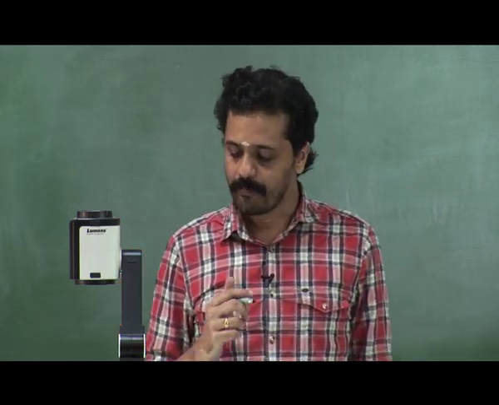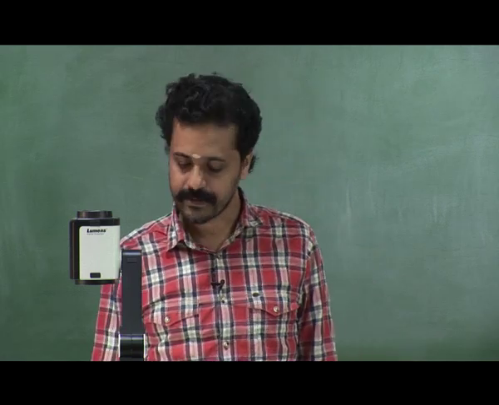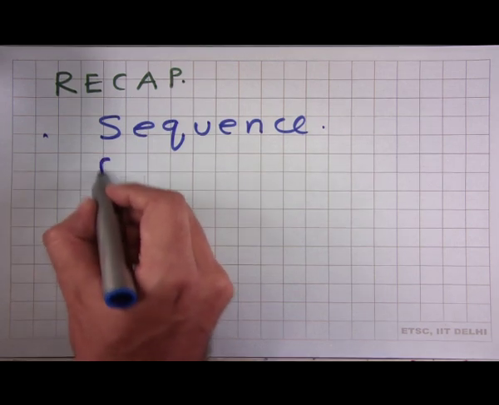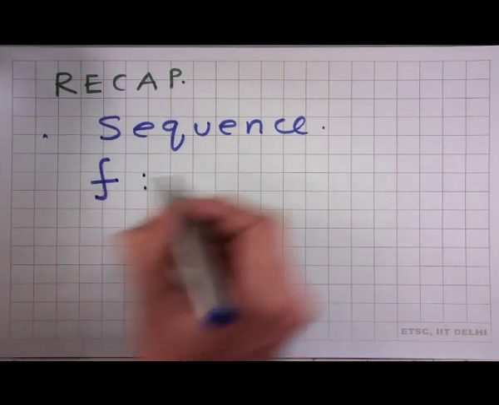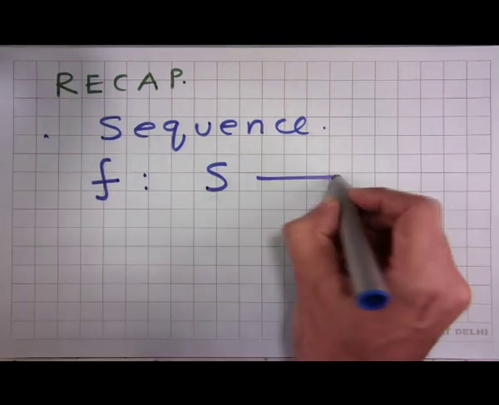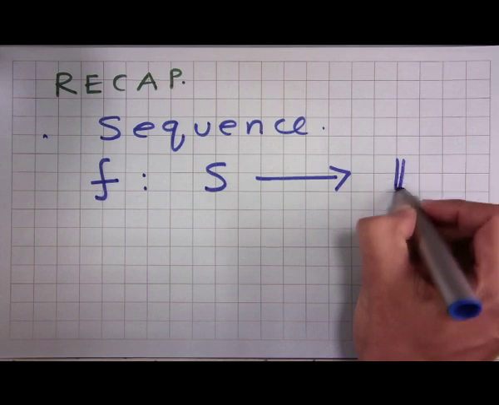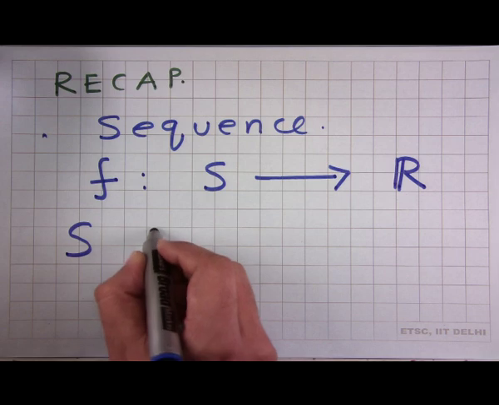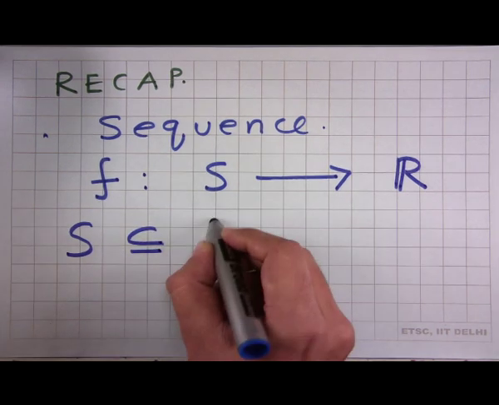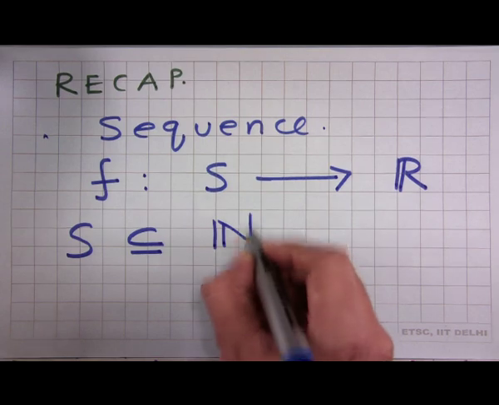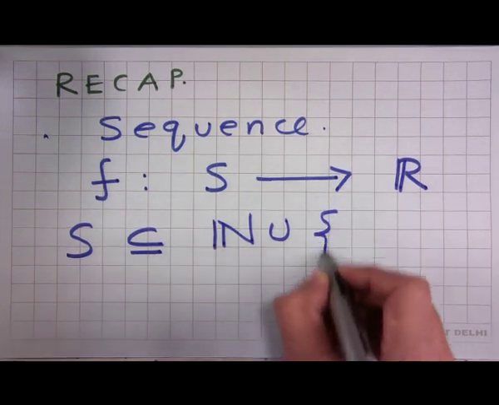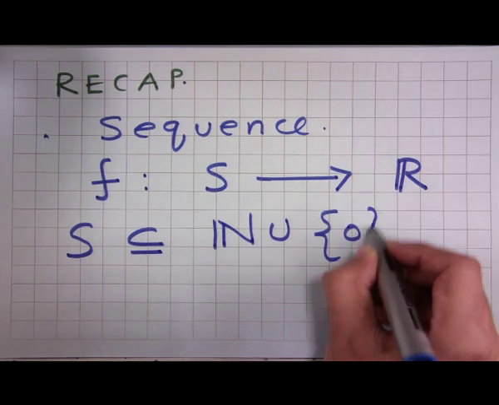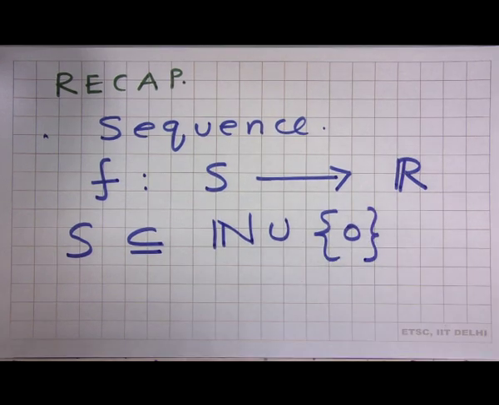To be more formal, a sequence is defined as a function f from S to R, where S is a subset of the set of non-negative integers.